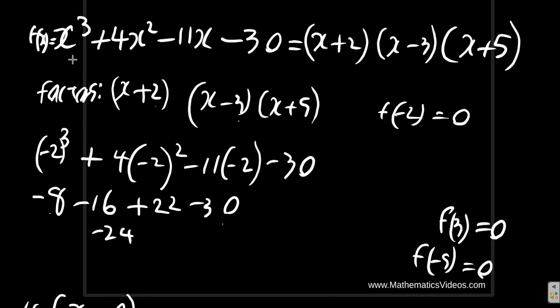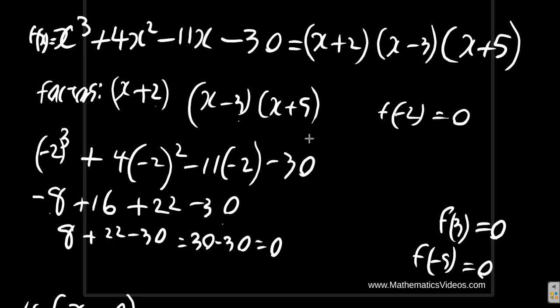So if you say negative 2 cubed plus 4 times negative 2 squared minus 11 times negative 2 minus 30, you get negative 8 plus 2 2s are 4, 4 4s are 16, plus 22, because it's a negative times negative, plus 22 minus 30. So negative 8 plus 16 is 8. Plus 22 minus 30. 8 plus 22 is 30. So it's 30 minus 30, which is 0. So you put it in the left or the right, you get 0. Alright?